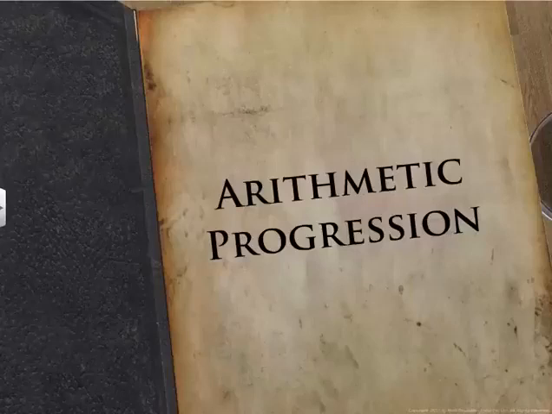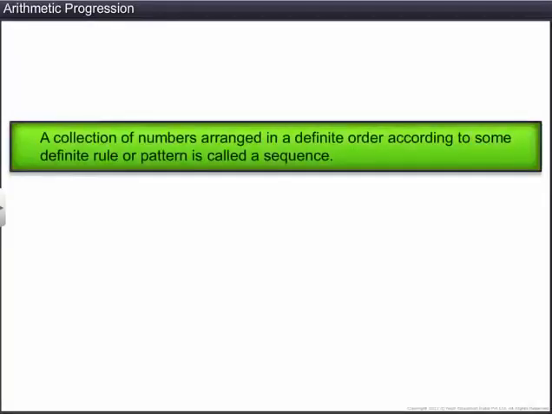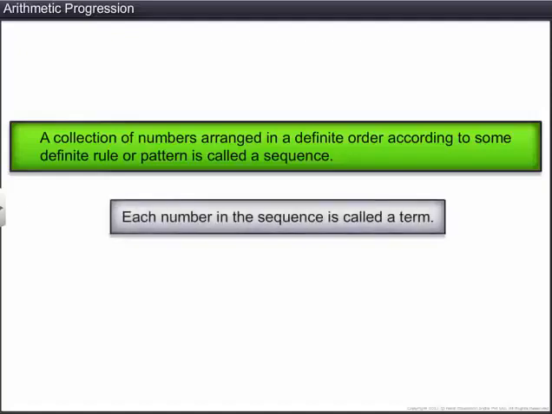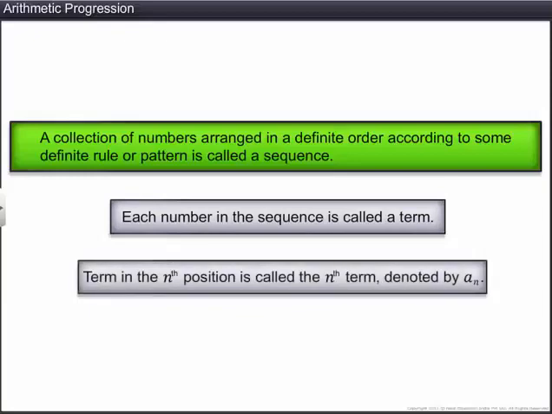In this module, you will learn about arithmetic progression. As we have learned, a collection of numbers arranged in a definite order according to some definite rule or pattern is called a sequence. Each number in the sequence is called a term, and the term in the nth position is called the nth term.